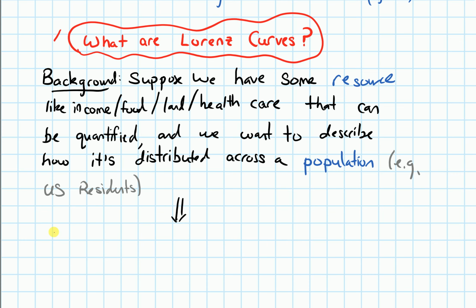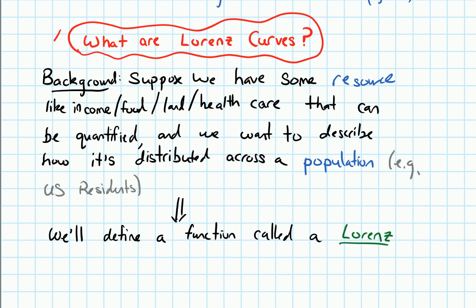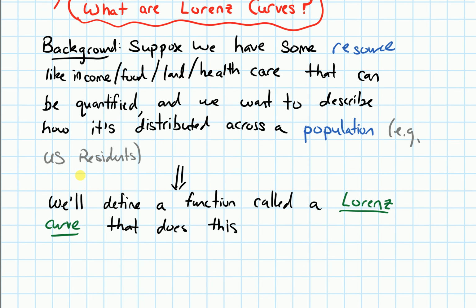So what we will do is define a function called a Lorenz curve. A Lorenz curve does this: it will describe the distribution of that resource across the population.